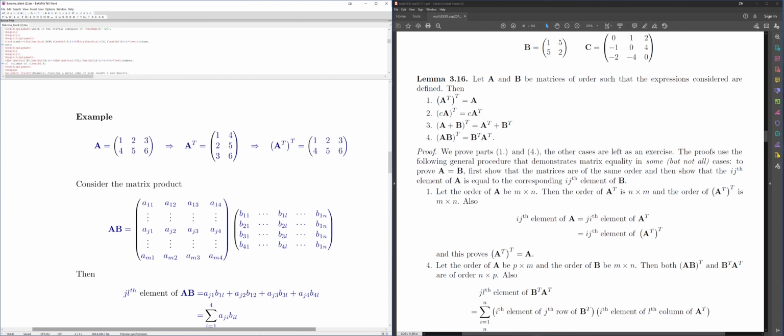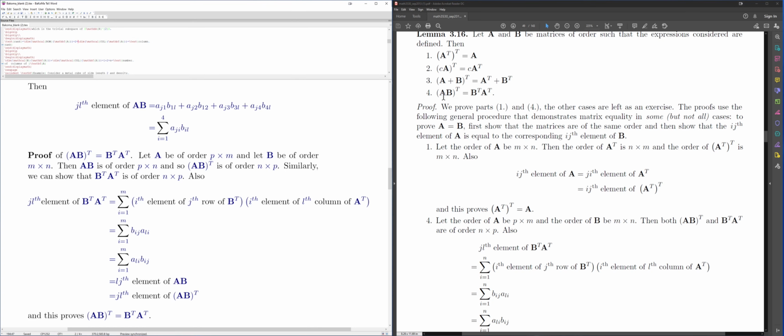What I want to do now is prove this fourth one over here, that AB transpose is equal to B transpose A transpose. Inside this bracket you have matrix multiplication, so let me remind you about matrix multiplication and some notation involving it.